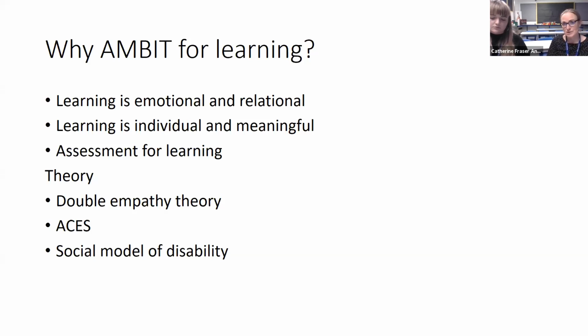So in terms of the theory that we subscribe to that leads us to AMBIT type approaches, well, the first one is that with all of our young people, they have communication and interaction difficulties. And as Becky says, that's for a variety of reasons. Some of it's trauma, some of it's ADHD, some of it's autism, some of it's attachment, sometimes it's all four of those things. And what we know about communication and interaction is that it's absolutely fundamental for building any kind of relationship.